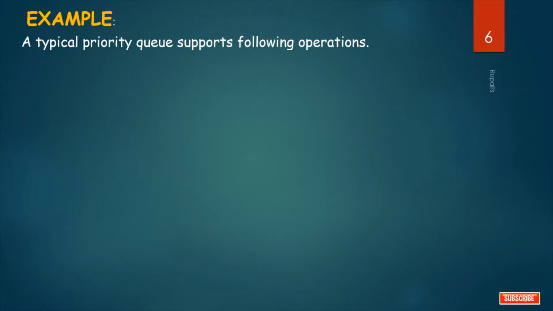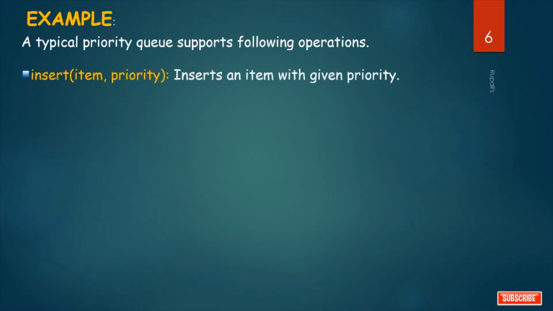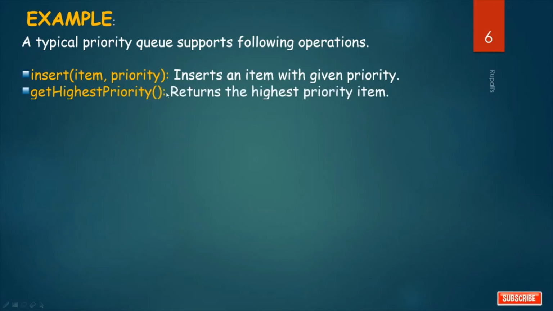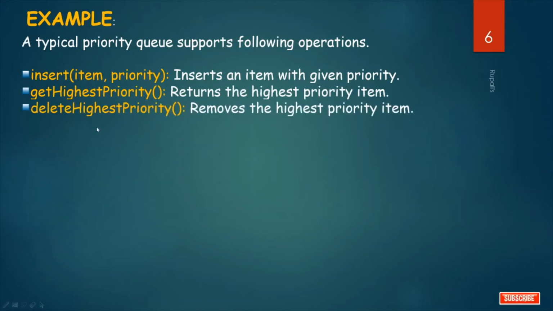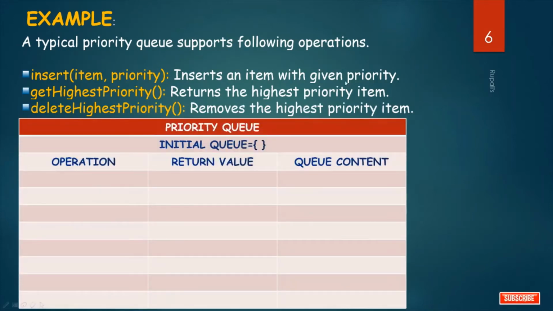In case of priority queue, there are three functions associated with this queue. First one is the insert function. Insert, then the parameters are item and priority, that is, insert an item with the given priority. Second one is get highest priority, that is, this function returns the highest priority item. And third one is delete highest priority, that is, this function removes the highest priority item. So I am taking one table for priority queue.